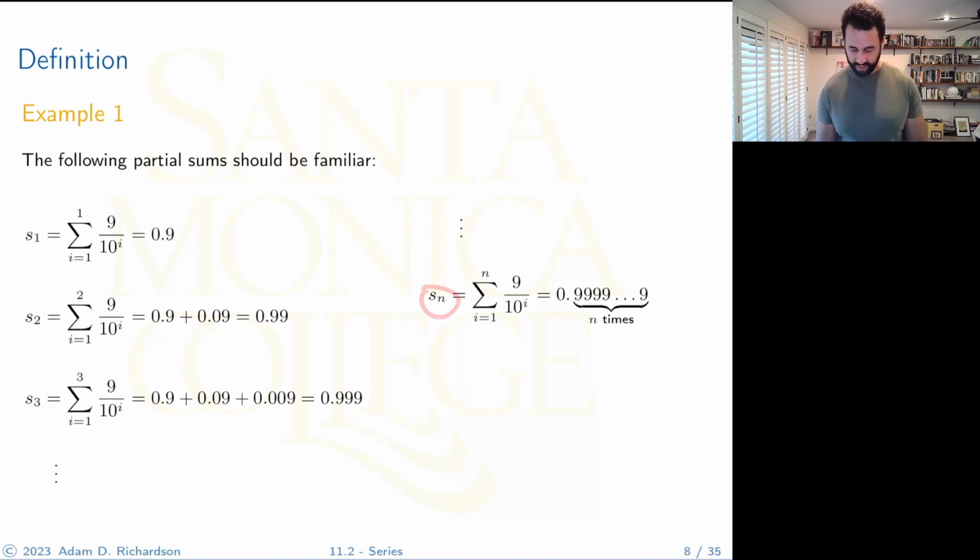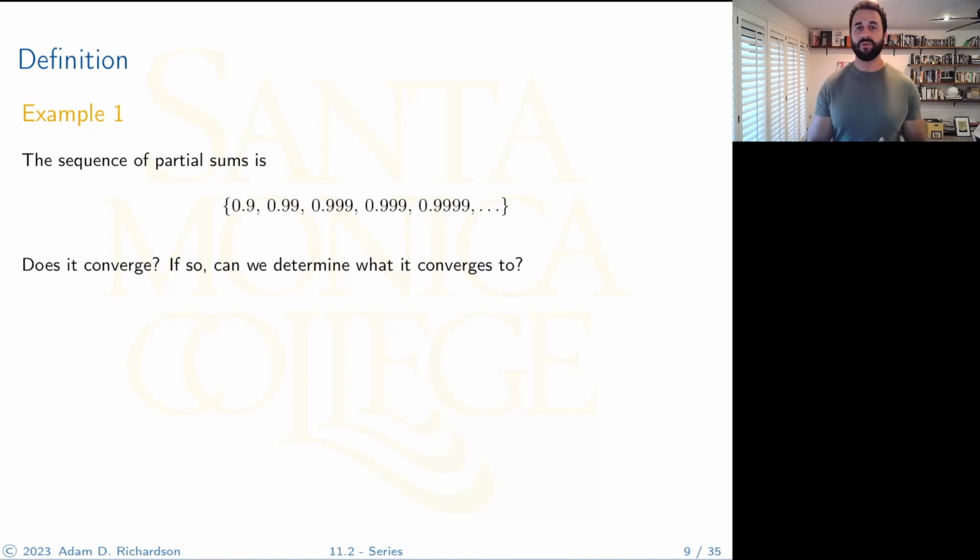S sub n is 0.99999999, n many times. That's what you get. So if you write out the sequence of partial sums for this particular series, you get 0.9, 0.99, 0.999, 0.9999. So the question is, does this sequence converge? And if so, what does it converge to? We're going to find out in a few minutes.